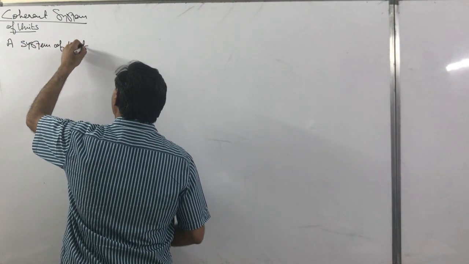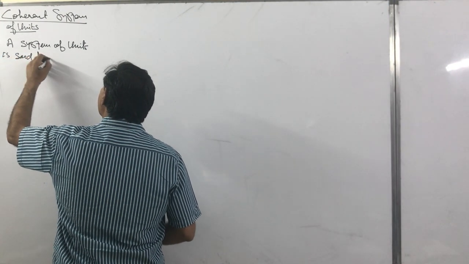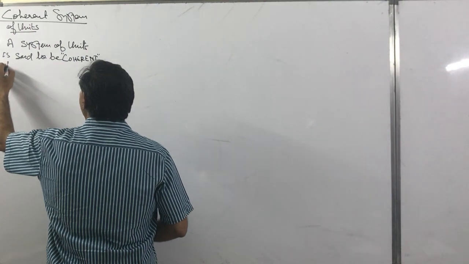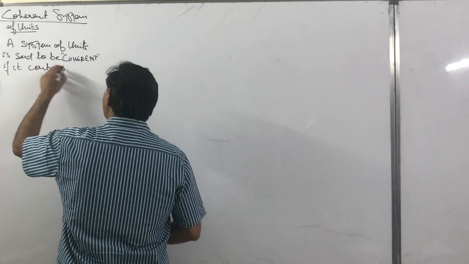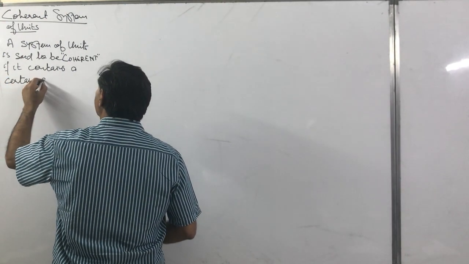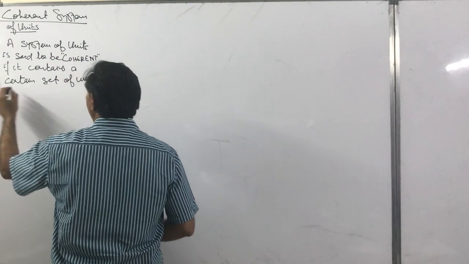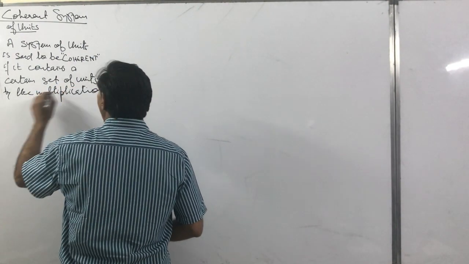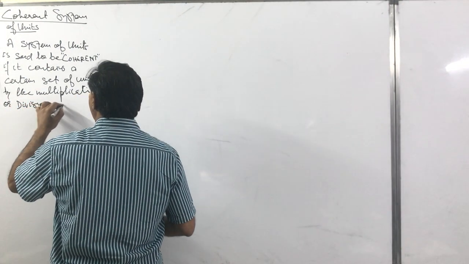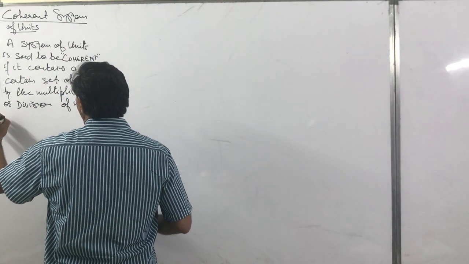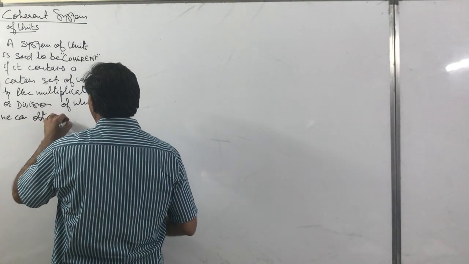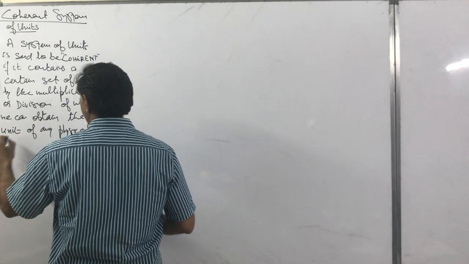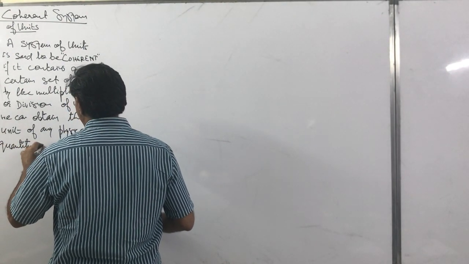A system of units is said to be coherent if it contains a certain set of units by the multiplication or division of which we can obtain the unit of any physical quantity in the subject.